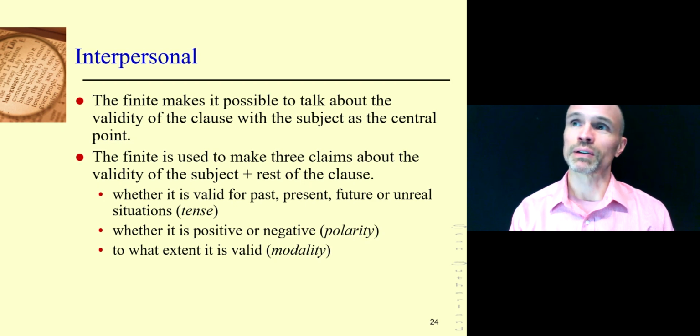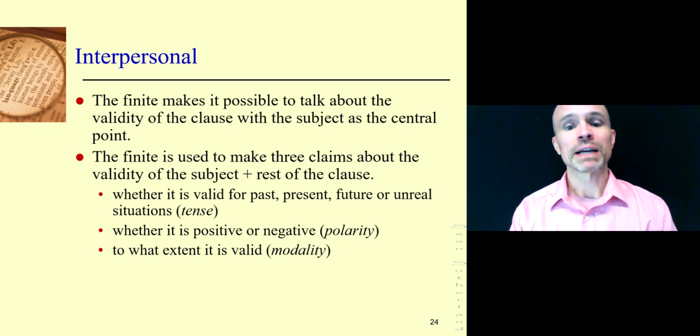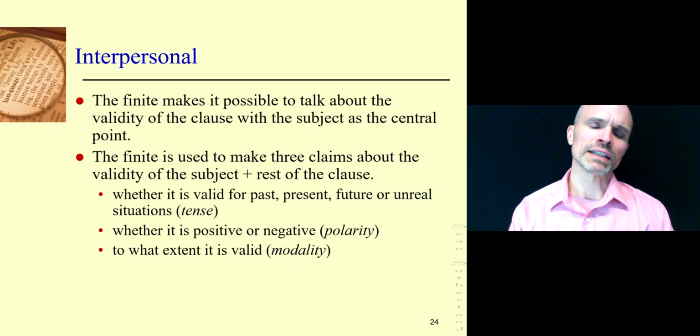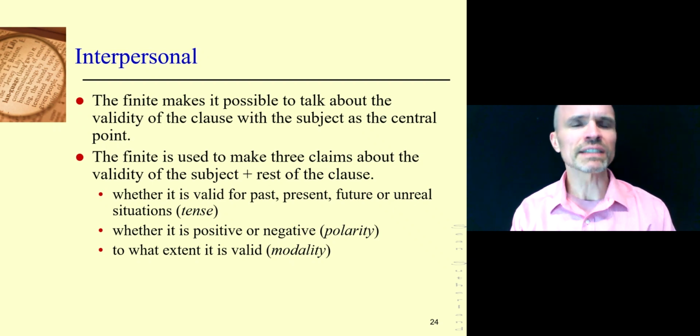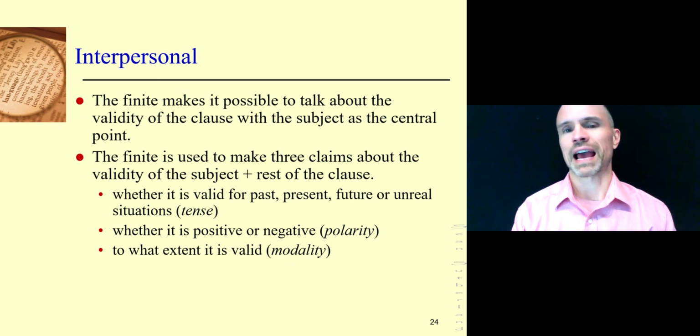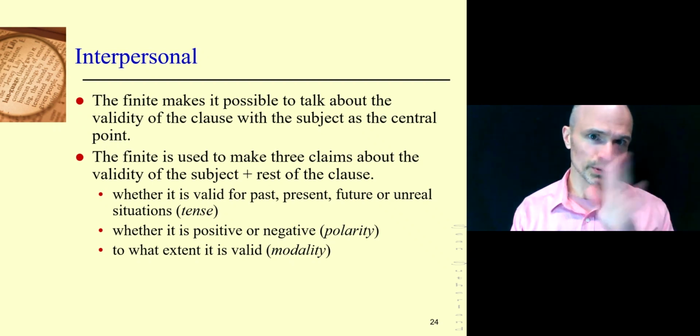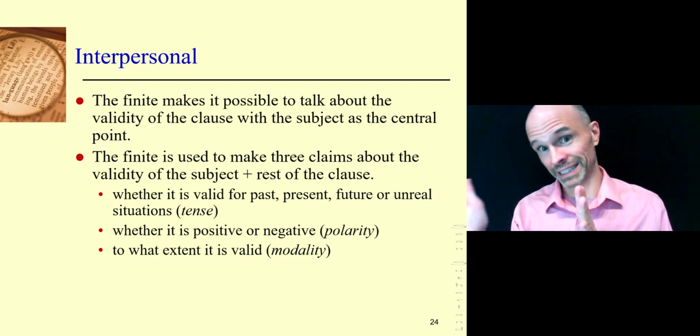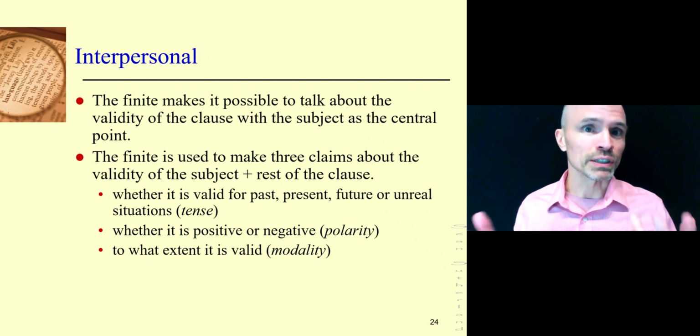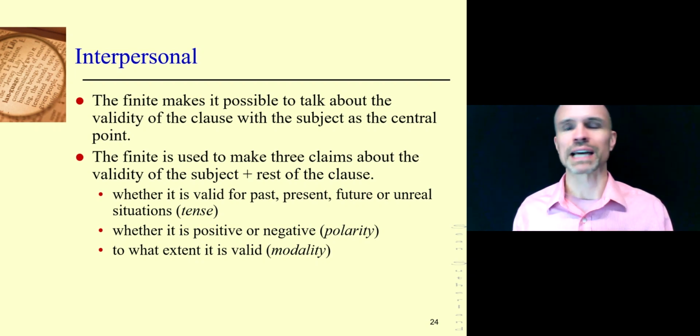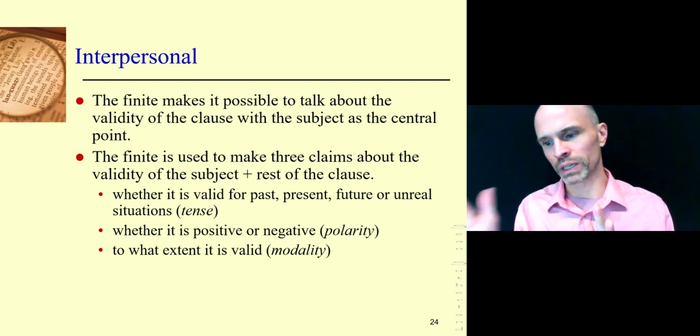Running a hotel is, running a hotel was. I might also talk about it as positive or negative. Running a hotel is, running a hotel isn't. Running a hotel was, running a hotel wasn't. I might talk about it, as it says here, to the extent that it is valid. If I say is or isn't, I'm talking about it as absolute, right? It's absolutely true, is. It absolutely isn't true, isn't. Or it's absolutely true in the past, was. Or it's absolutely not true in the past, wasn't.